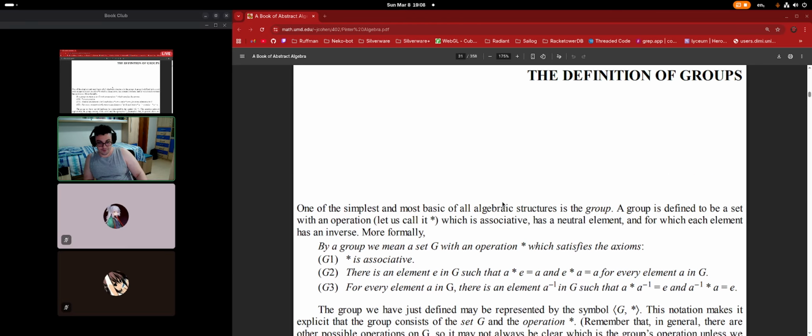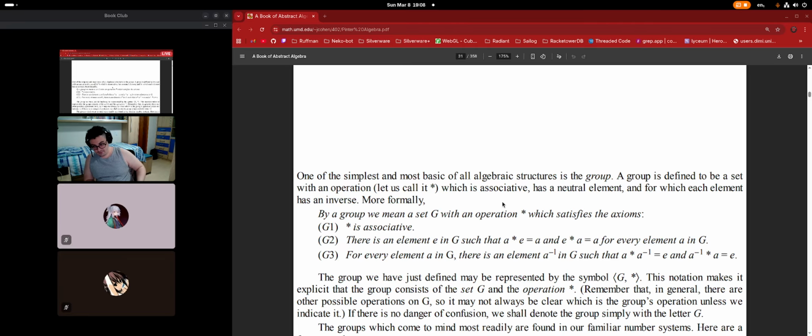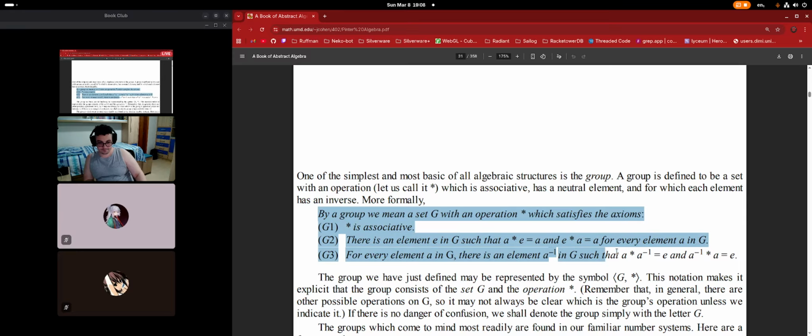So, groups. What is a group? In a very mathy fashion of cumulative definitions, a group is defined to be a set with an operation which is associative, has a neutral element, and each element has an inverse. These can be written in this notation.